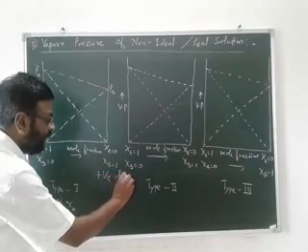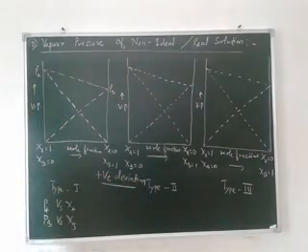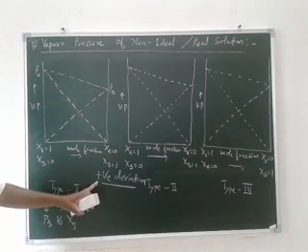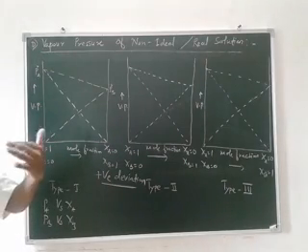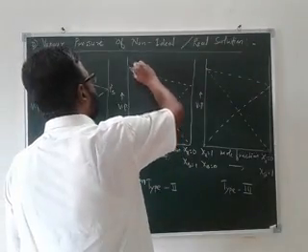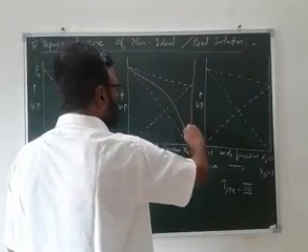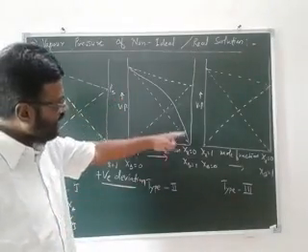Positive deviation. In case of positive deviation, we see that if the real solution shows the positive deviation, the nature of the graph should be a curve, and it lies above the ideal line. So this is the nature of the graph for the real solution which shows the positive deviation. That is, the curve lies above the ideal line.